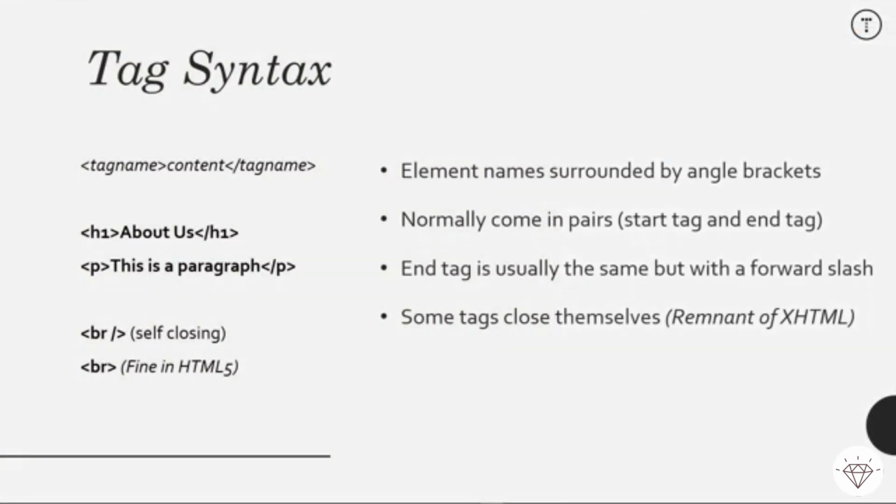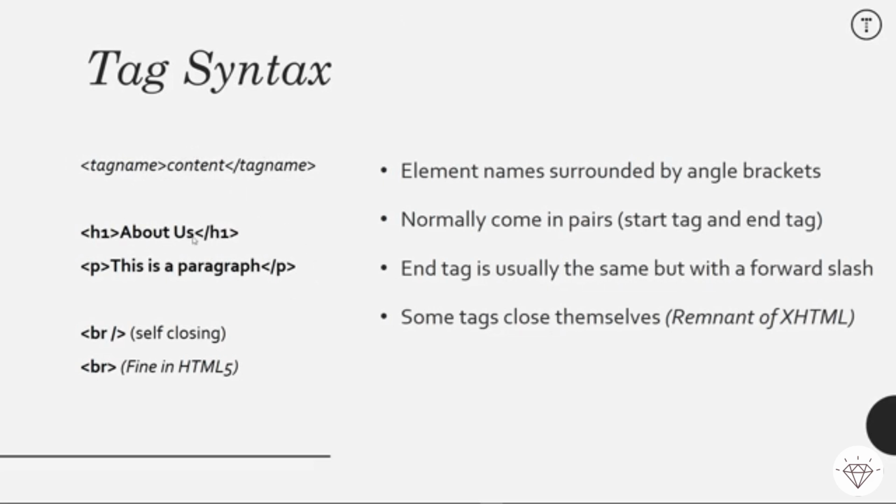So an HTML tag is the basic building block of any web page. Different tags format the way that information and text is displayed. Element names are surrounded in angle brackets, or greater than and less than symbols, and tags usually come in pairs. One's a start tag, one's an end tag. If we look over here, we have the start tag, the end tag, and then we have content in between.